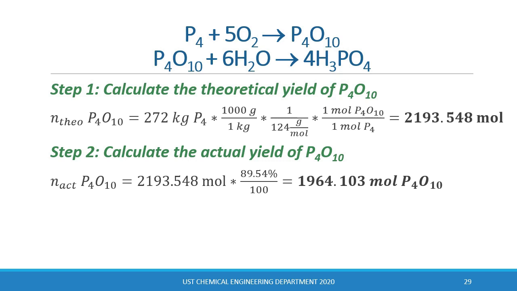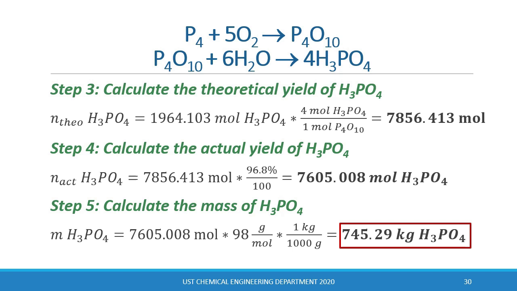Next, get the actual yield by multiplying the theoretical yield by the given percent yield of 89.54%. We get the actual yield of 1,964 moles. This is the amount of tetraphosphorus decoxide that will react in the second equation. Similar to the calculations done in the first reaction, first get the theoretical yield of the second reaction, then the actual yield based on the given percent yield. The actual yield of phosphoric acid obtained is 7,605 moles. Converting this to mass in kilograms, we get 745.29 kilograms of phosphoric acid produced.